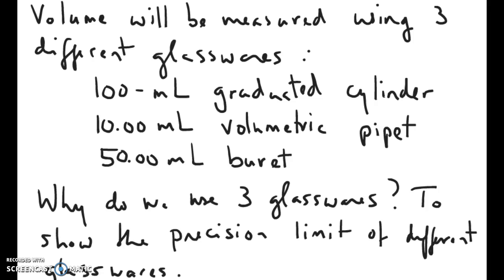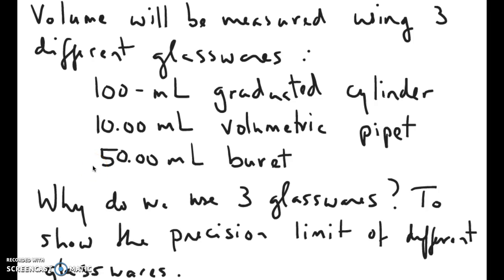Now, the important thing about this part of the experiment is that the volume of water you're going to measure out is going to be done 3 different times using 3 different glassware. The first glassware you're going to use is a 100 milliliter graduated cylinder. Second, you're going to measure it with a 10 milliliter volumetric pipette, and third, you're going to measure it with a 50 milliliter burette.